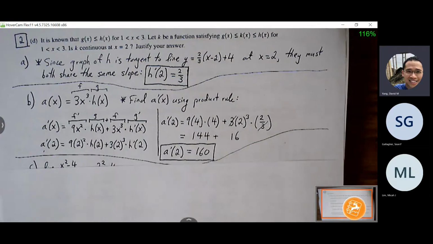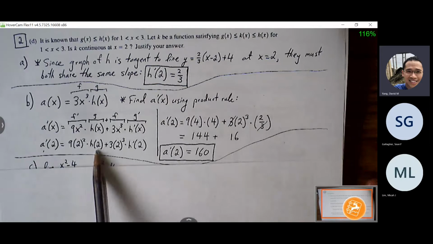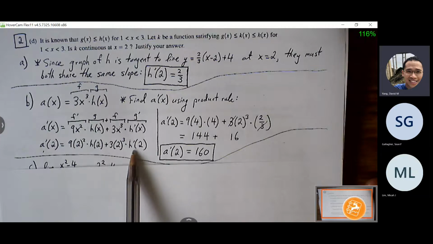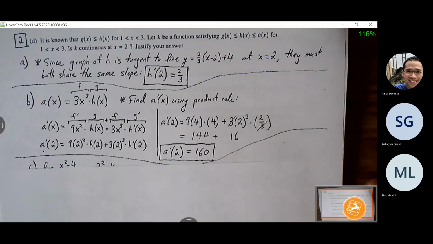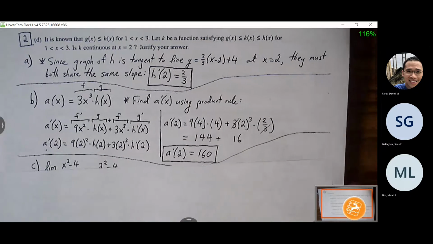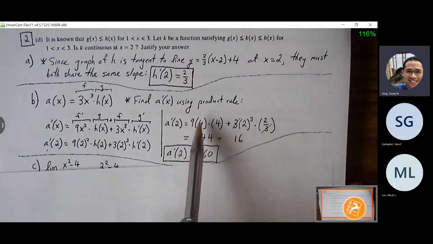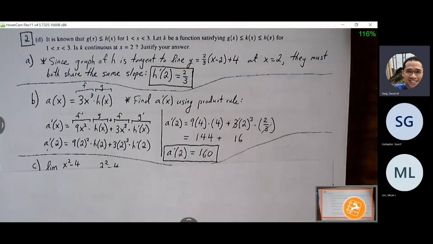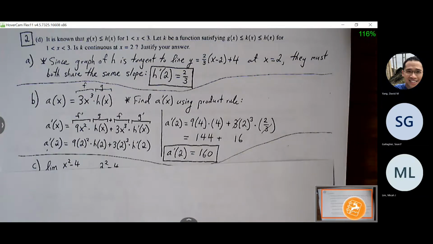9 times 4 is 36. h of 2 is 4. They told that to us. 3 times 8 is 24. h prime of 2 is 2/3, right? We found that. Then we're just trying to get it all down to a single number here. So 9 times 16 is 144. 3 times 8 times 2/3. We can get the 3's to cancel out. 8 times 2 is 16. 144 plus 16 is 160.